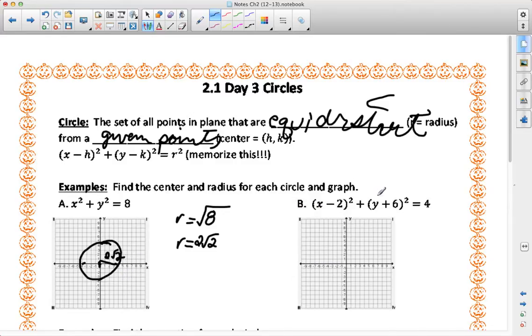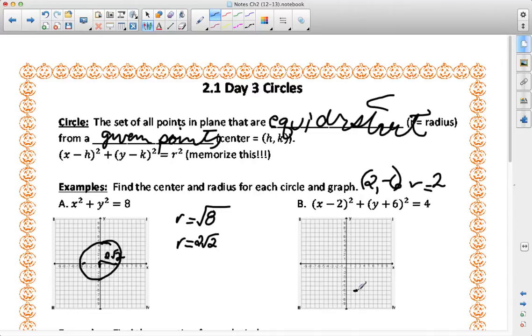When we go over to problem B, you just have to remember that the formula has subtraction in it, so the x value of the center is going to be at positive 2, and the y value of the center is going to be at negative 6. So my center is the point positive 2, negative 6, and my radius is going to be the square root of 4, which in this case is 2. So we graph our point, 2, negative 6, and then we have a radius of 2.